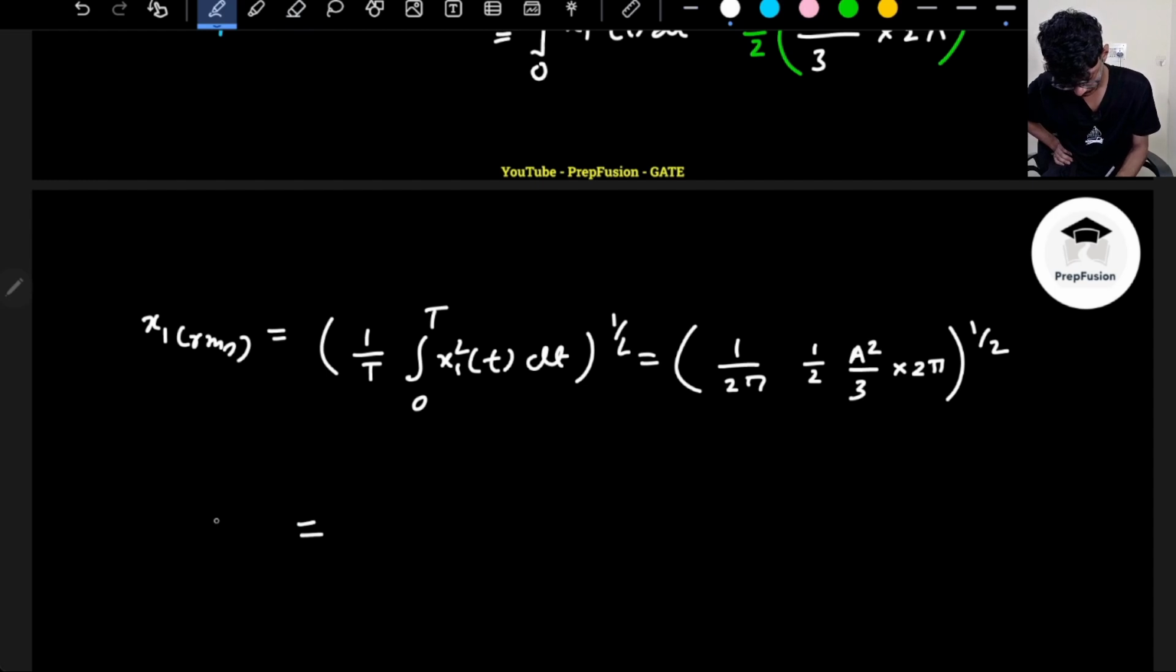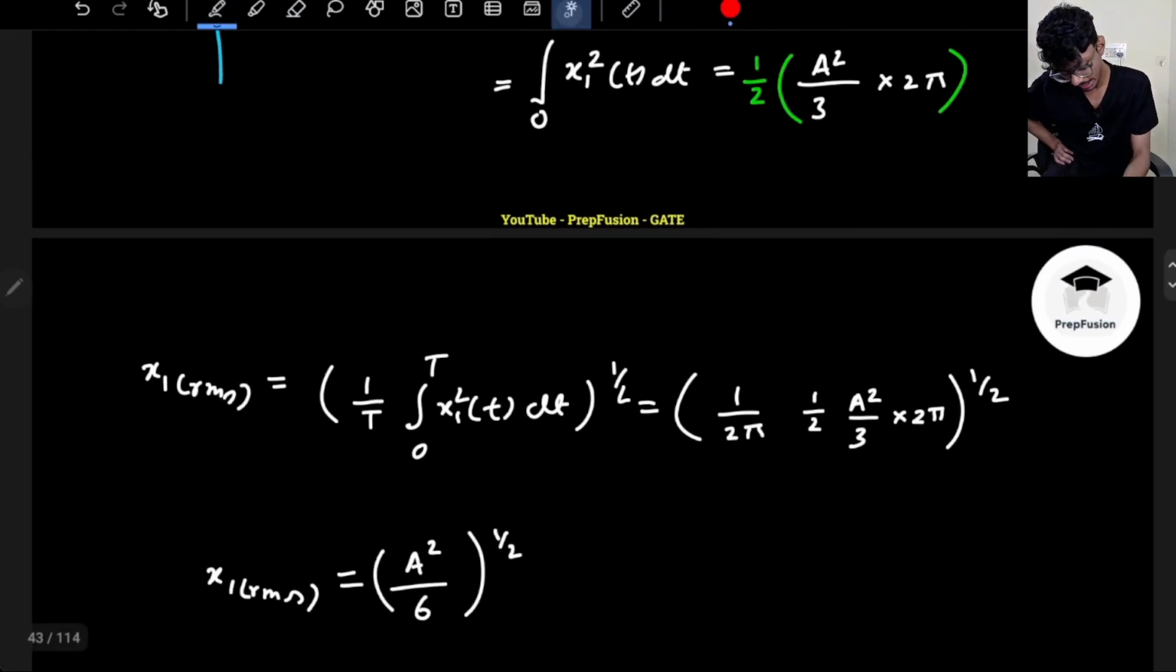So this will be simply a square divided by 6, whole under root. So this is the RMS value of the first waveform.